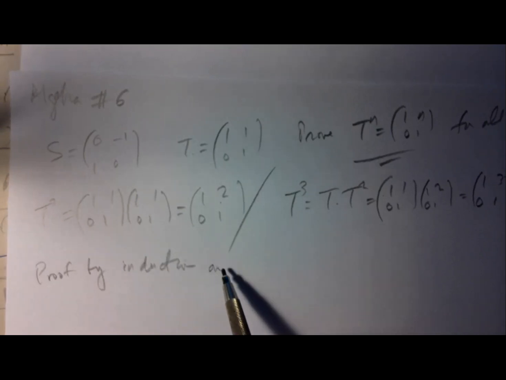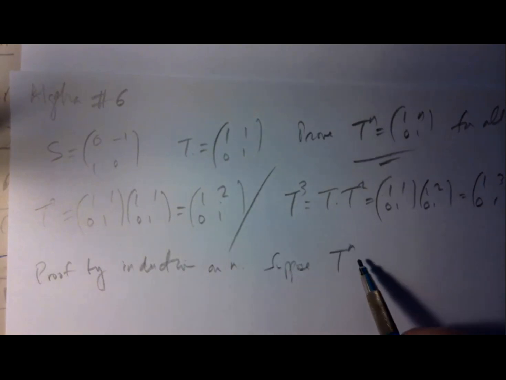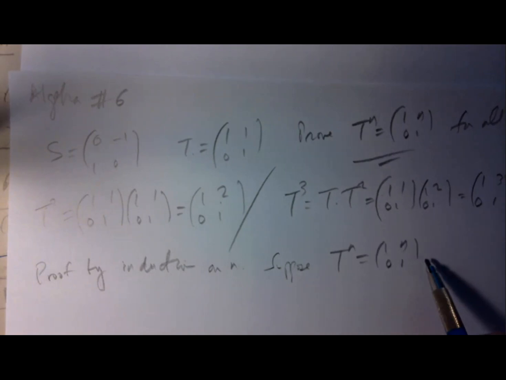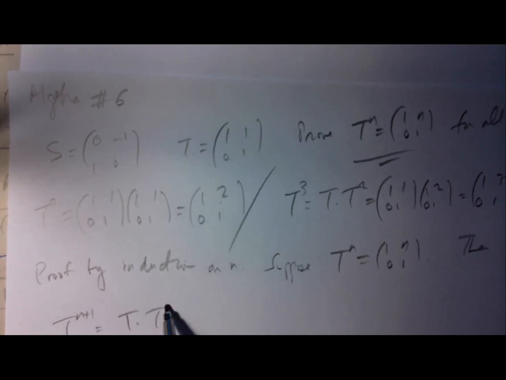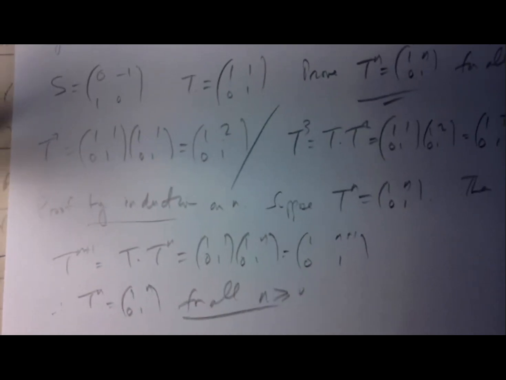is by induction on N. Suppose for some N, T to the N is 1, N, 0, 1. Then T to the N plus 1 is T times T to the N. That's 1, 1, 0, 1 times 1, N, 0, 1. And if you multiply these matrices, you get 1, N plus 1, 0, 1. You get exactly what you're supposed to get. So T to the N is 1, N, 0, 1 for all N. All right, so that's a proof by induction.